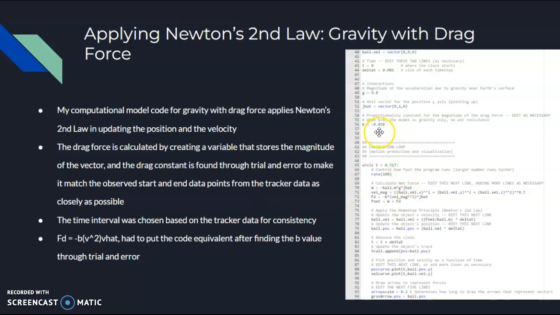So my value of negative 0.858 is found from plugging it in, running the code, and then trying to make it start at 1 meter and then end at 0 meters. The time interval was also chosen based on the tracker data for consistency, 0.517 seconds. And then the drag force is represented by this equation: the drag force is negative b times v squared times v hat, and you have to put the code equivalent after finding the b value through trial and error. So that's right here, expressed in code.